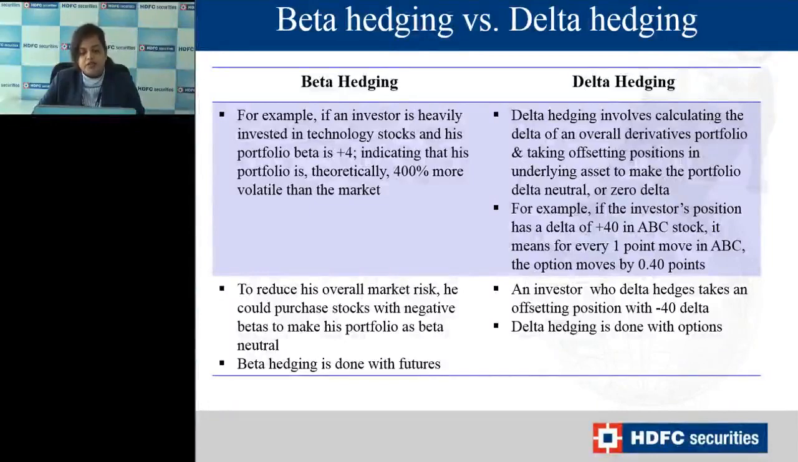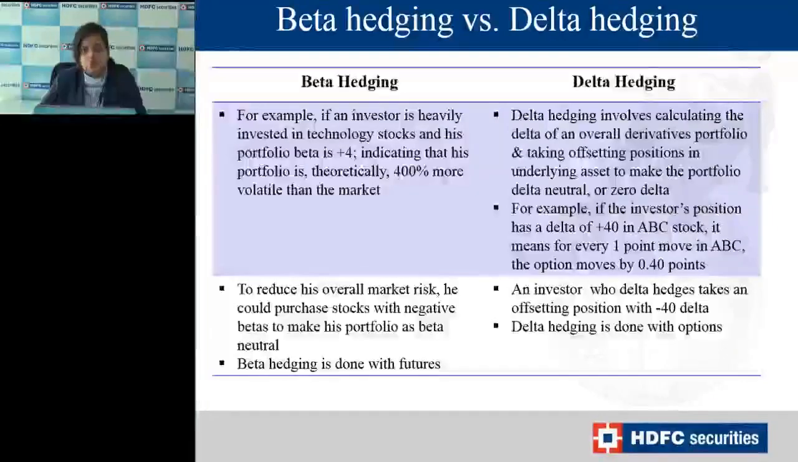Beta hedging means that if an investor is heavily invested, for example, in technology stocks, and the portfolio beta of his entire portfolio, let's say, is 4, it means that theoretically his portfolio is 400% more volatile than the market. Now, to neutralize this portfolio or make it a beta neutral portfolio, he would have to purchase stocks with negative betas. Negative betas usually mean these stocks would perform better if the market comes down. This is what negative beta means.